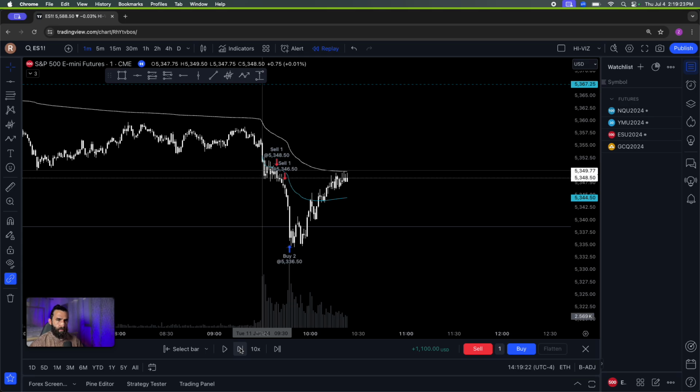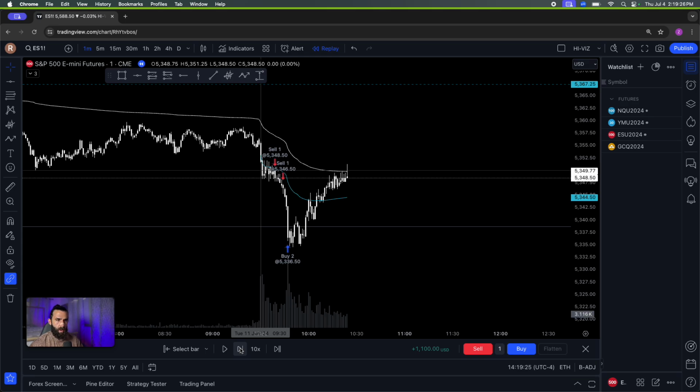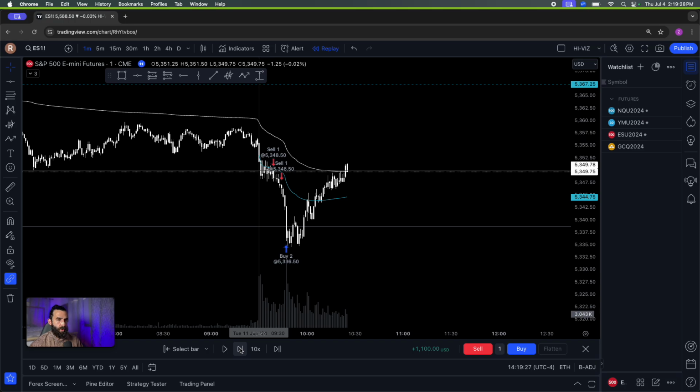Let's see what happens at pre-market low and session VWAP. Breaking above it. Buyers showing they're in control.